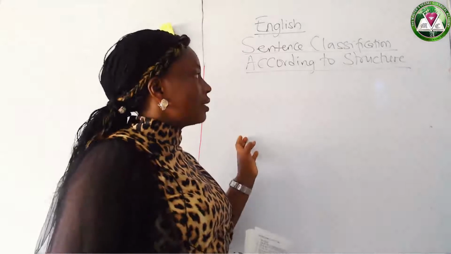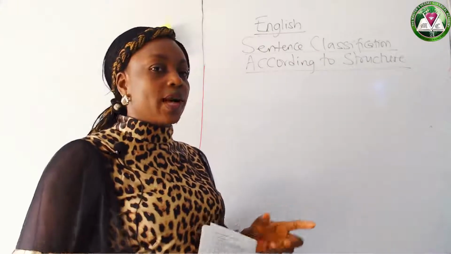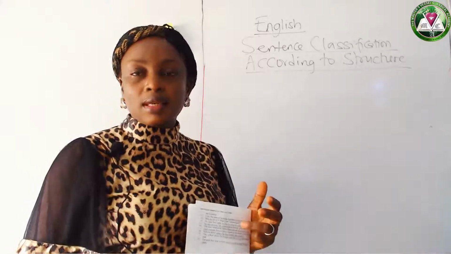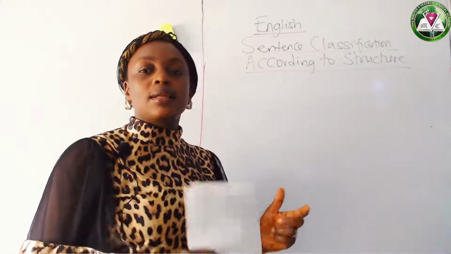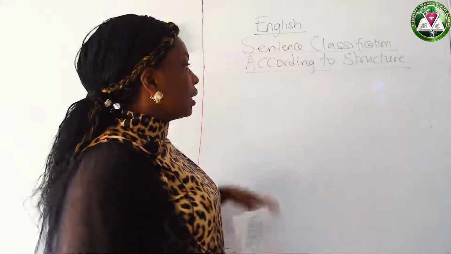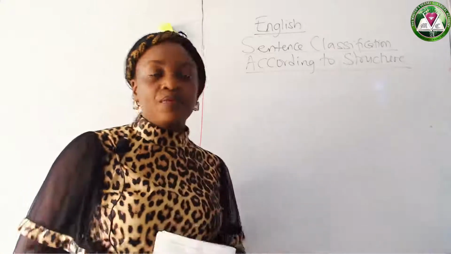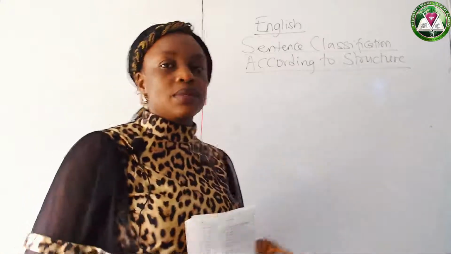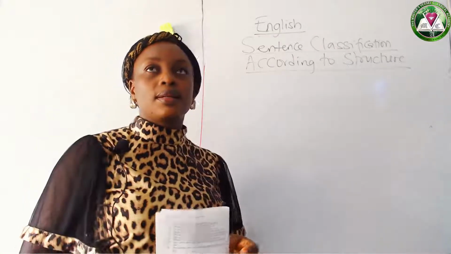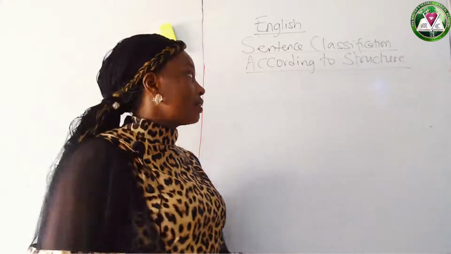The first one is sentence classification according to functions, and that is where you have the imperative sentence, the declarative sentence, the interrogatory sentence, the optative sentence, and the rest of them. Now, this other one is called sentence classification according to structure, and that is where we have the simple sentence, the compound sentence, the complex sentence, the compound complex, and the multiple sentence.